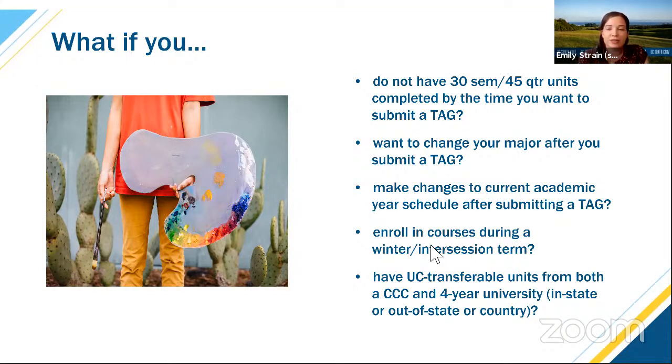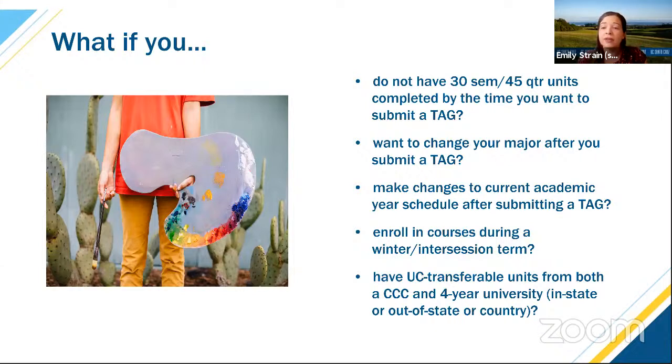All right, and then getting into some frequently asked questions. So I saw a lot of these in the chat already, but we just want to make sure that we can reiterate these and make sure that you know if you are eligible for TAG. So what happens if a student doesn't have 30 semester units or 45 quarter units completed by the time that they submit their TAG? Well, a student is unfortunately not eligible for TAG at that point, but they would still be eligible to submit a UC application. So just because you're not meeting the TAG requirements doesn't mean that you aren't meeting the general UC requirements. So it'd be really important that you submit a general application instead of submitting that TAG.